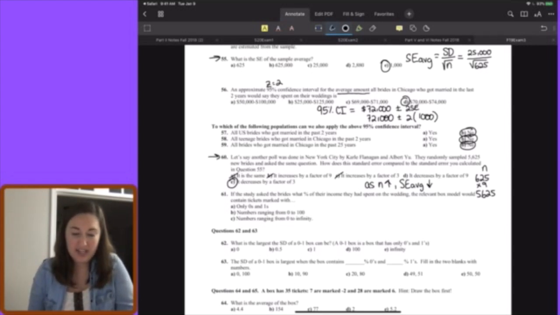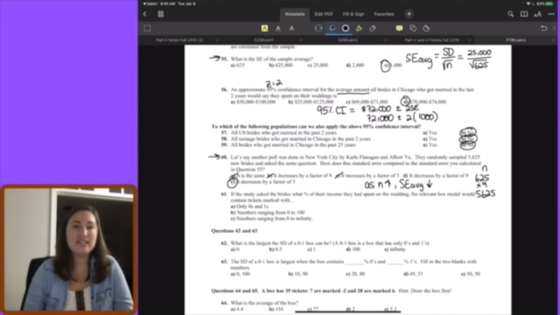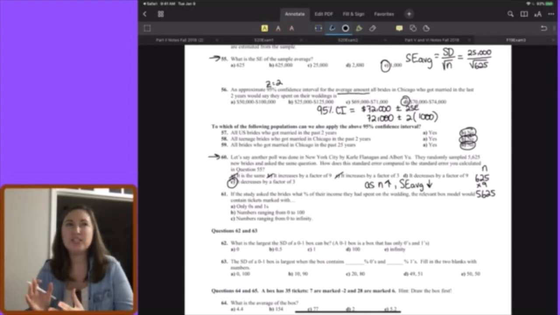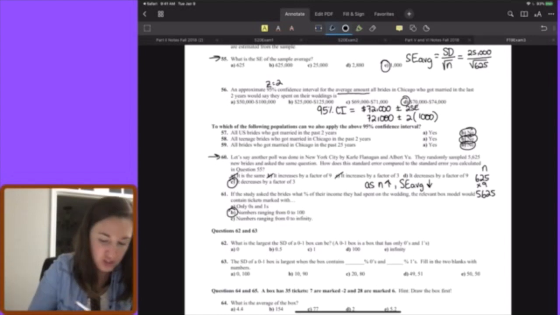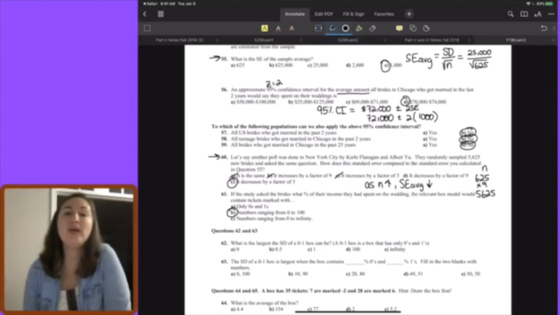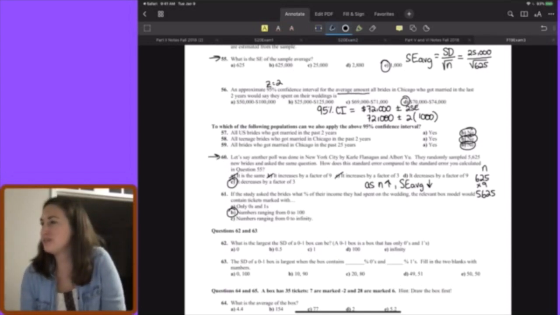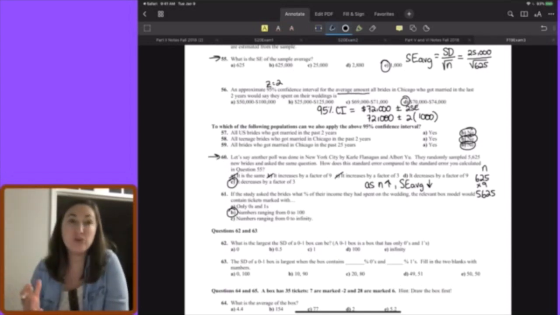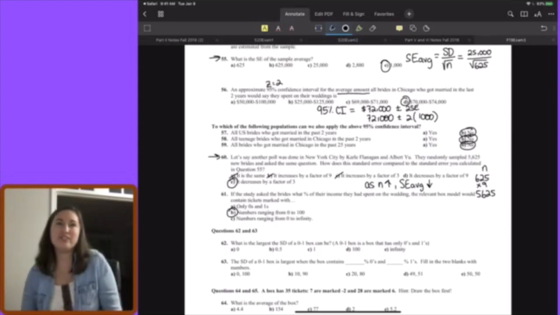61, if the study asked brides what percent of their income they had spent on the wedding, what would the box model have on the tickets? So percent of your income, that would go between 0 and 100, right? So numbers ranging from 0 to 100. If the poll had asked, like, did you get married at a courthouse or not, that would be ones and zeros, yes or no.